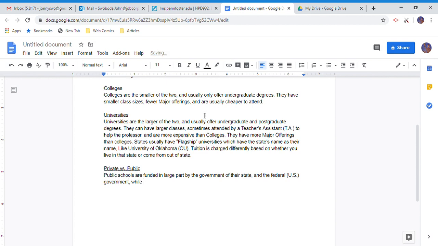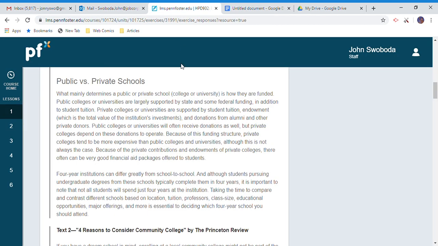While private universities are funded by tuition, donations, and the endowment, a collection of investments. Okay.